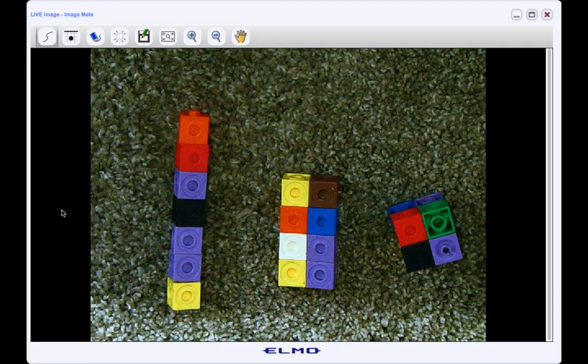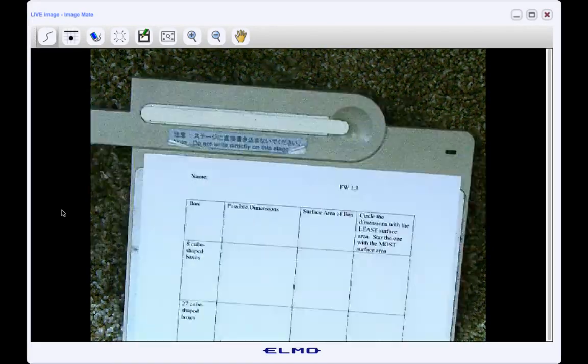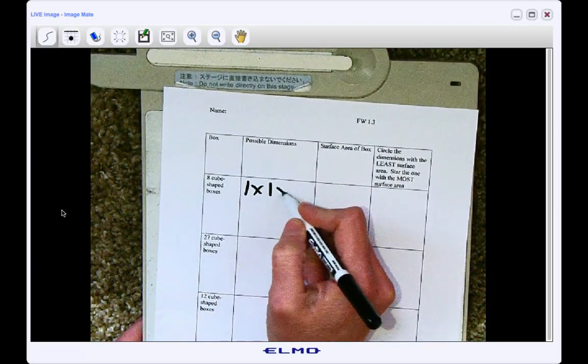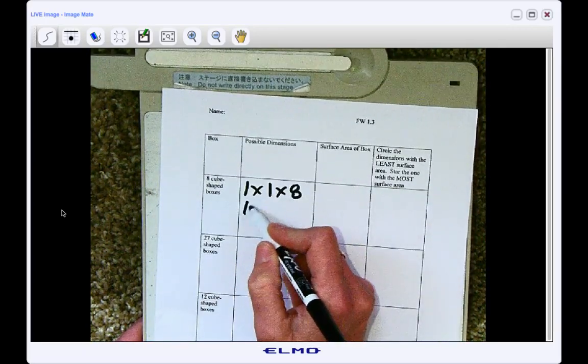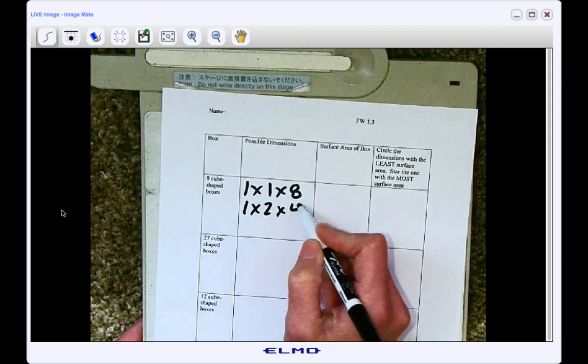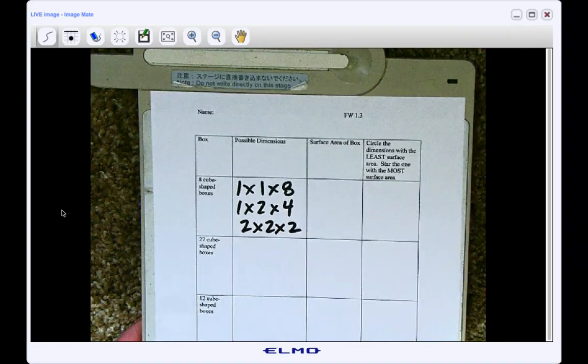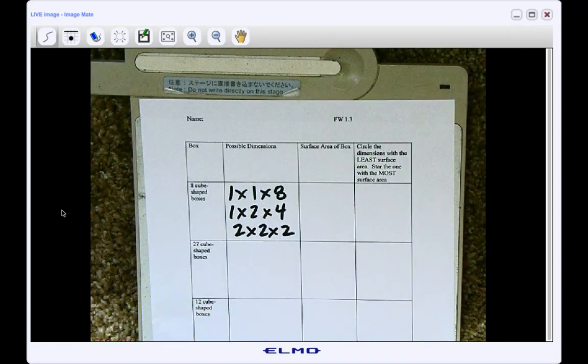All right, so if you didn't already, on your paper, let's go ahead and fill in those dimensions. So a 1 by 1 by 8, 1 by 2 by 4, 2 by 2 by 2. Okay. All right, so then what I'd like you to do is to try and find the surface area of each of those different arrangements.